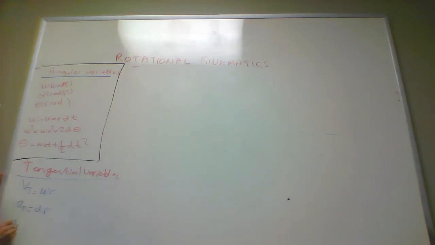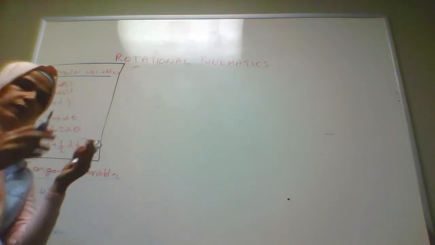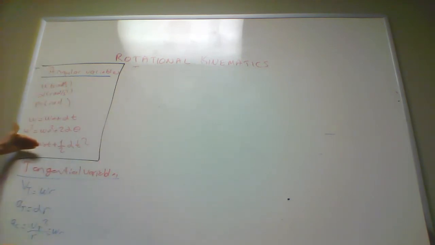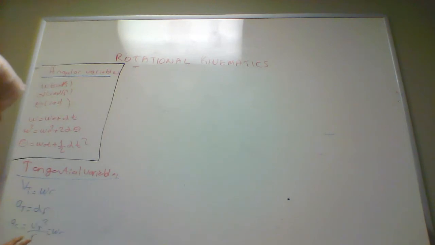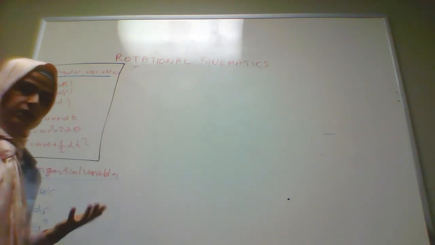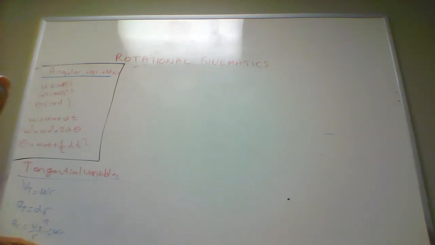And A centripetal is still V tangential squared over R, or omega squared R. So as we find the tangential variables, what we learned before about angular variables, in a question we can first find the angular variables and then jump down to tangential variables using these equations. Or depending on the question, sometimes the tangential variables are given and we can use these equations to jump to angular variables.